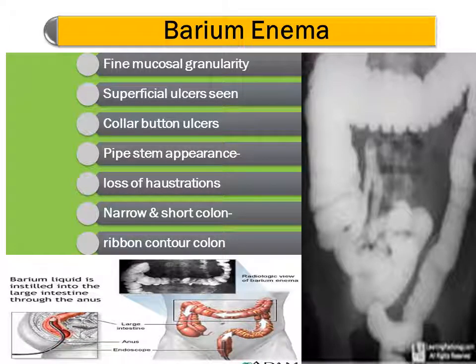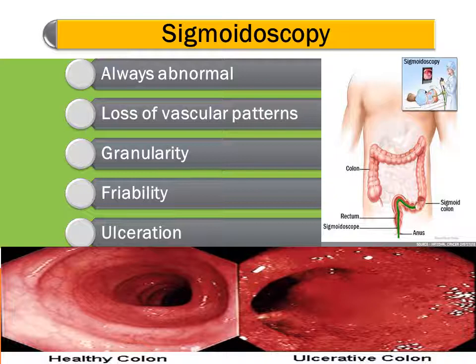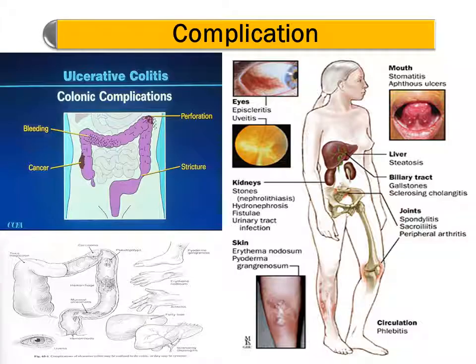If we go for the barium enema, you can see the fine mucosal granularity with superficial ulcer seams, collar button ulcers, pipe stem appearance, loss of haustration, and a narrow, shortened colon with a ribbon-like appearance. Even with the sigmoidoscopy, it is always abnormal: loss of vascular pattern, granularity may be there, friability and ulceration.